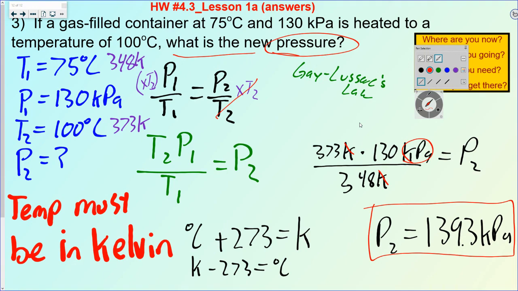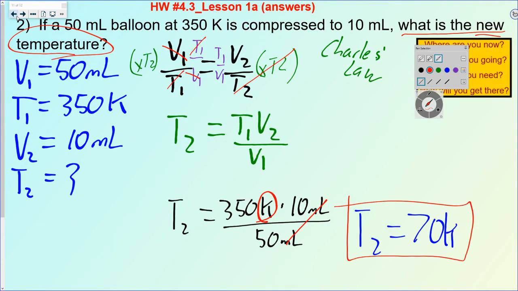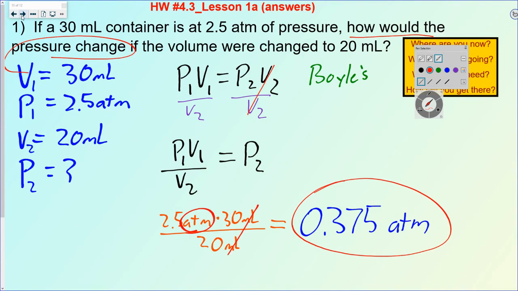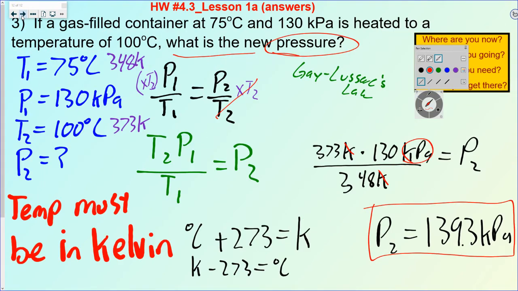So there we have it. 139.3 kilopascals is our final answer here. Notice how I gave the units for all the answers on every question. Please make sure that whenever you're answering these, you always give the correct units.